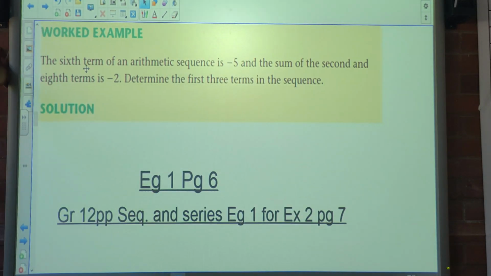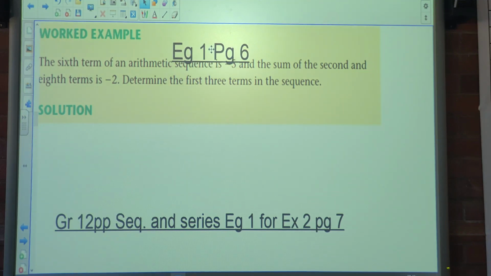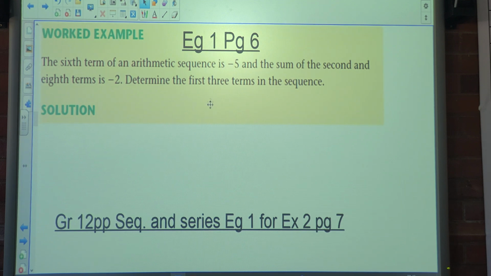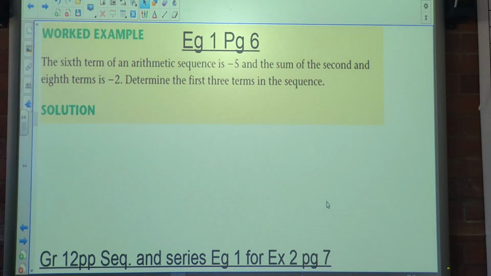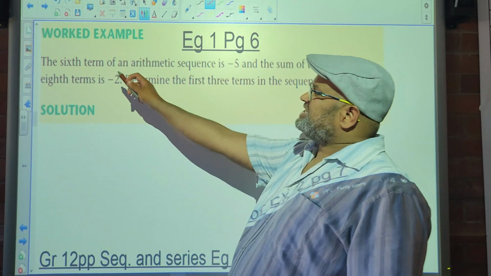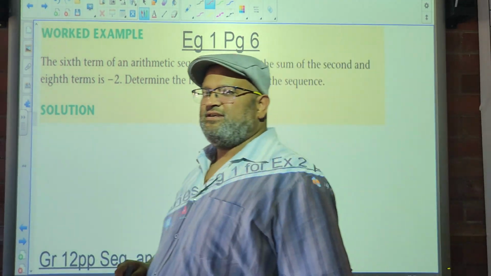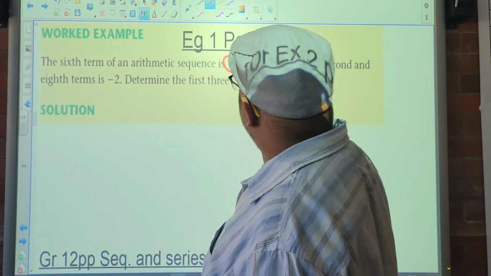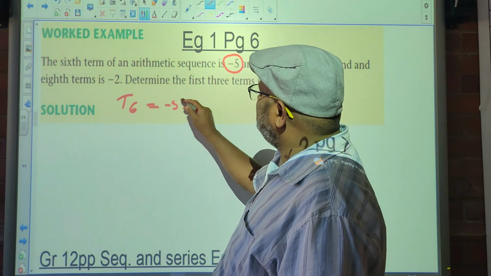So here we are told that the sixth term of an arithmetic sequence is -5. And the sum of the second and the eighth term is -2. The question says determine the first 3 terms of the sequence. Okay? So a lot of information is given here. So let's read again. We are told that the sixth term of the arithmetic sequence is -5. So what is that? T6. So T6 is -5.